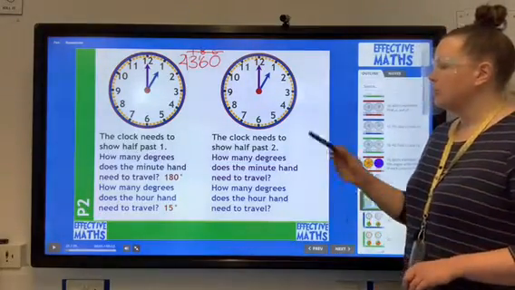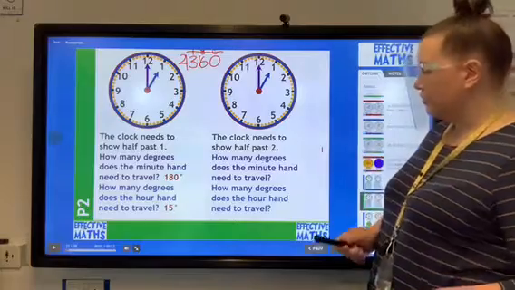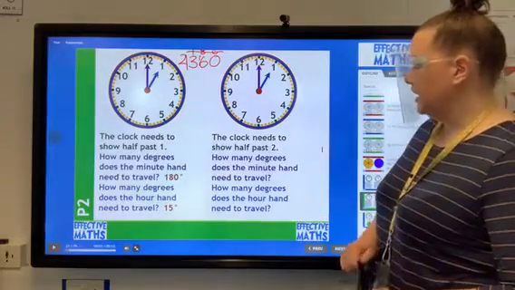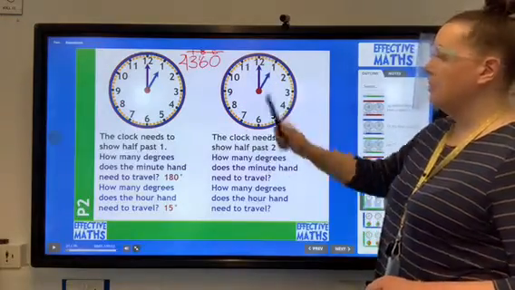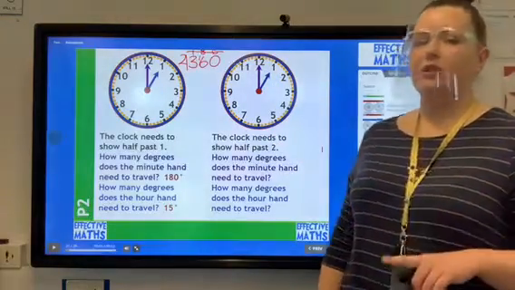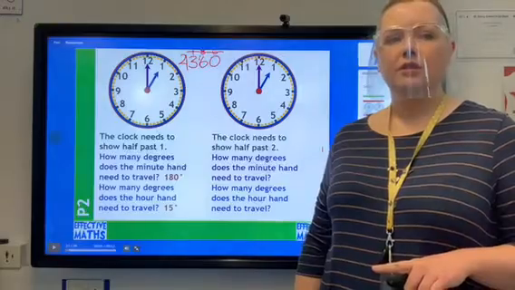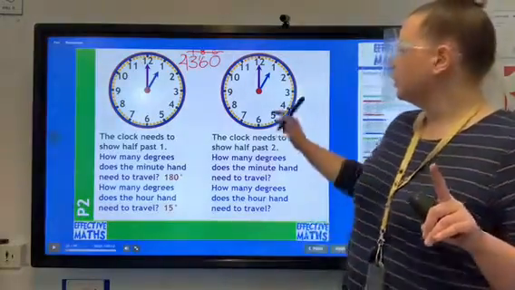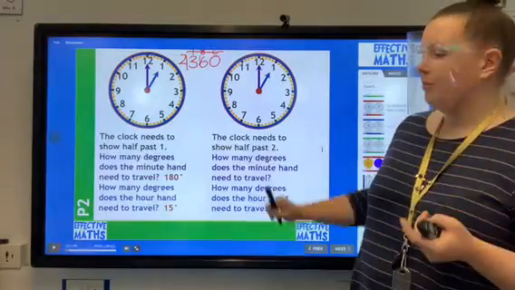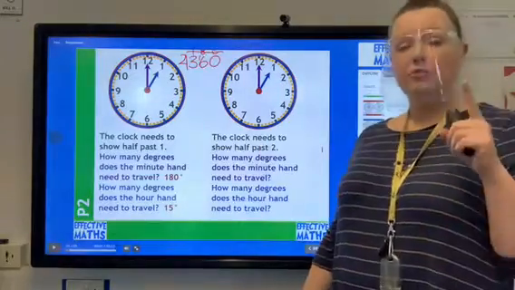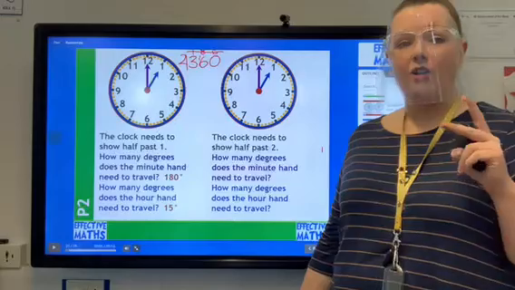So this time the clock needs to show 2:30. How many degrees does the minute hand need to do? So to show 2:30 on our clock, what does the purple minute hand need to do? How many times round the clock does it need to go? 2 and then halfway. Not 2, because 2 would take it to 3, and it's only 2:30. So it goes round 1 full time and halfway round again.